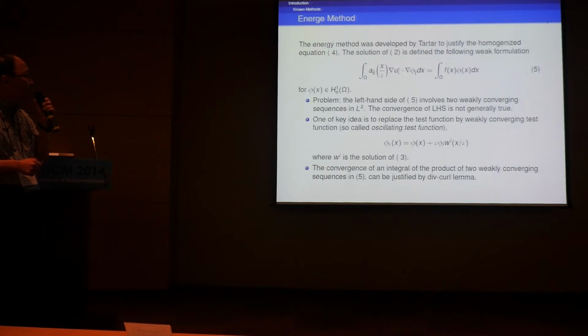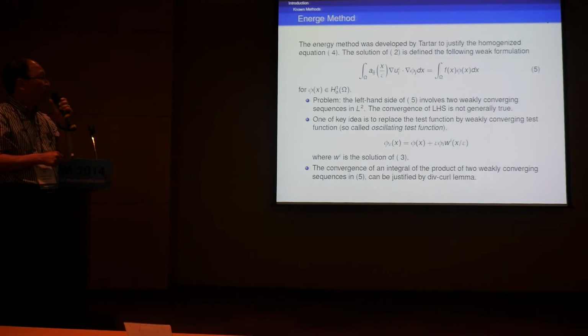So the idea of Tartar is replacing this test function with an oscillating test function. Here, this is a standard test function. You correct it with the corrector. And the thing is the following: the equation tells you the divergence of this one is good, and the curl of this one is zero. So even though they converge weakly, they do have a very special structure. So by the div-curl lemma, this integral converges.